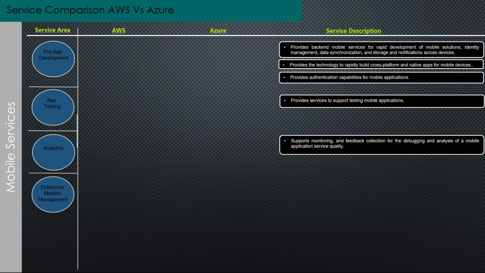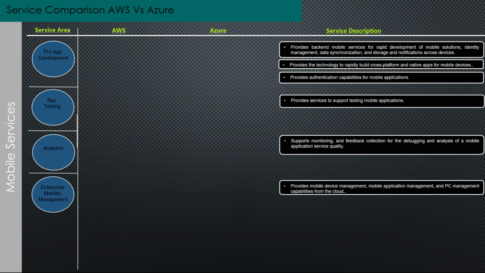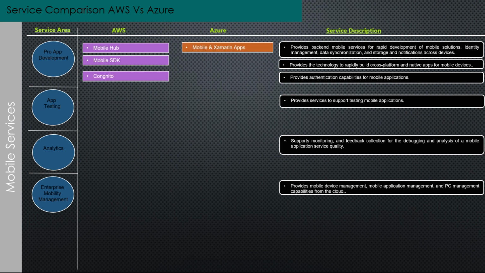So let's first talk about the first service area, that is, App Development. AWS provides Mobile Hub, Mobile SDK, Cognito. Azure provides Mobile and Xamarin Apps, Mobile Apps.